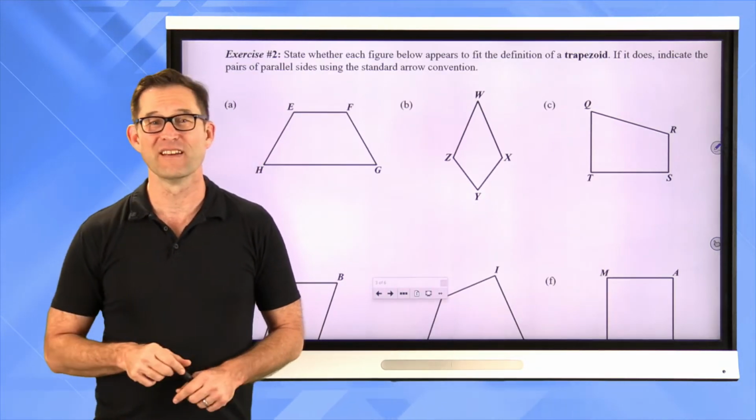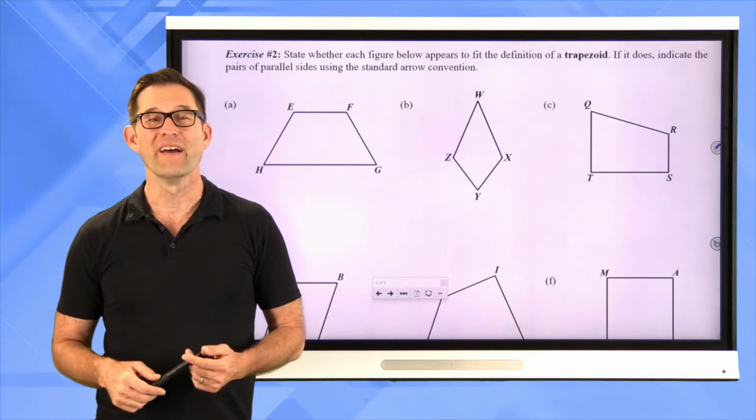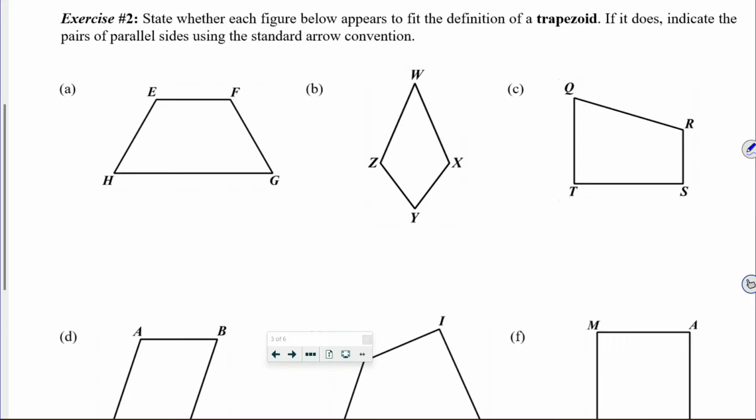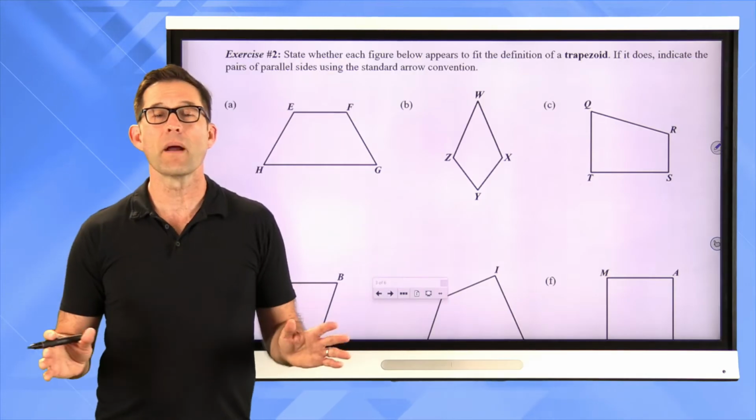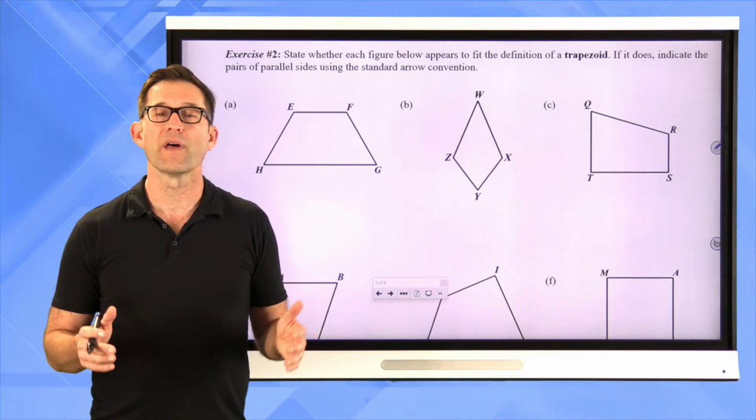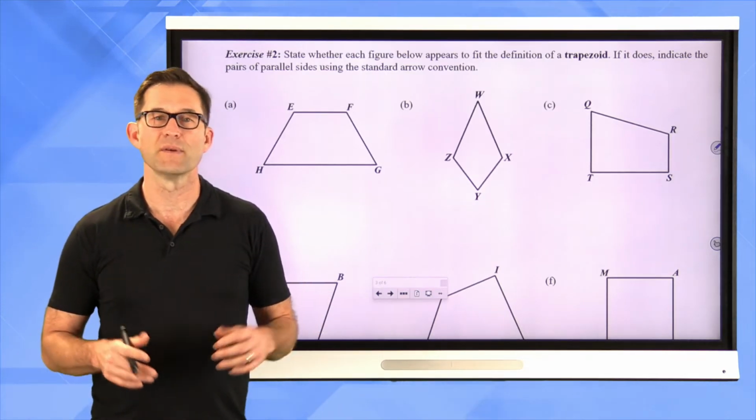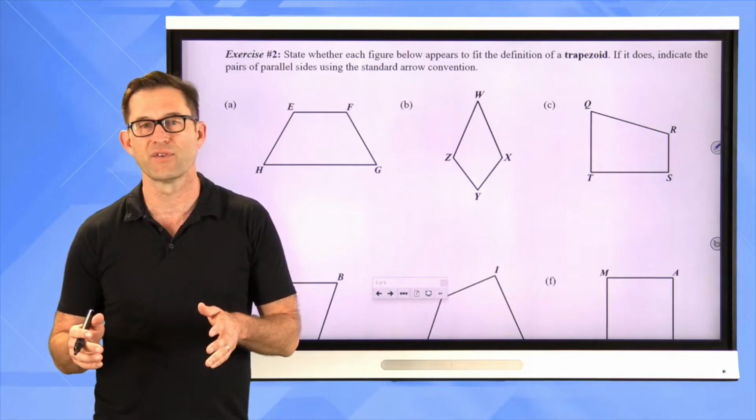Look at the Common Core state standards, you'll see. All right, exercise number 2. State whether each figure below appears to fit the definition of a trapezoid. If it does, indicate the pairs of parallel sides using the standard arrow convention. Now remember, a trapezoid is any figure with at least one pair of parallel sides, means it could have one or it could have two.